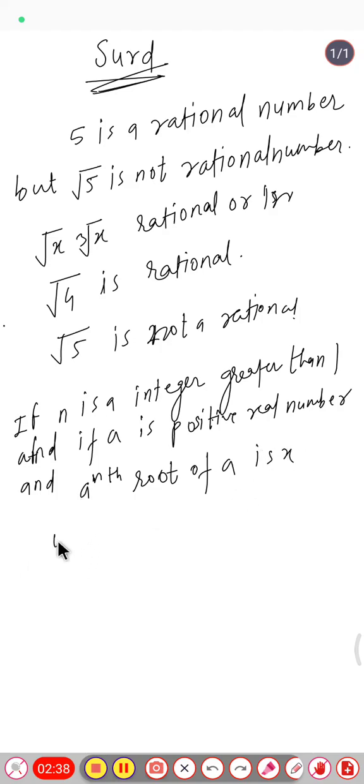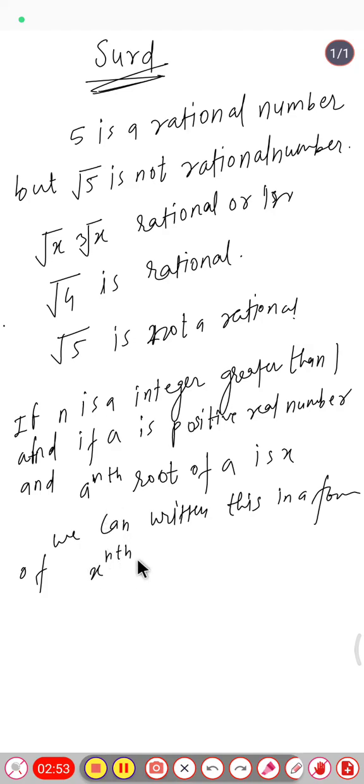So we can write this in the form of x to the power n is equal to a. Understand?